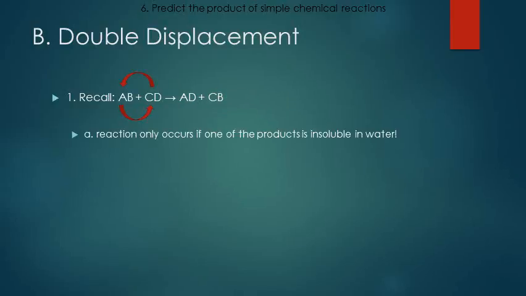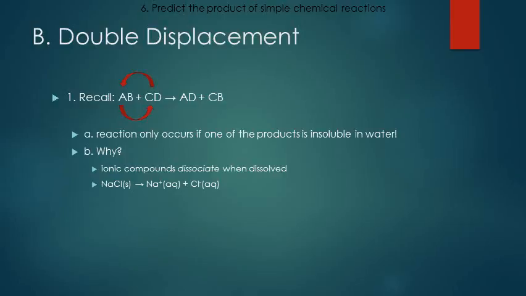However, this reaction will only occur if one of the products, so in this case AD or CB in our general formula, is insoluble in water. That's the only time this would occur. Now, that seems kind of like a funny stipulation, but there is a very specific reason for why that is. There's the question, why? Well, it goes back to the fact that ionic compounds dissociate when they are dissolved. Now, what does that mean?